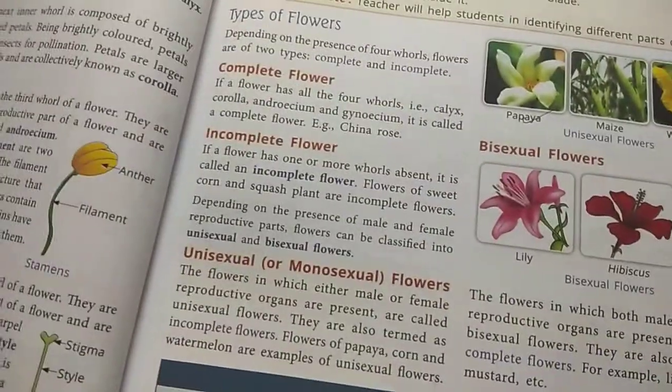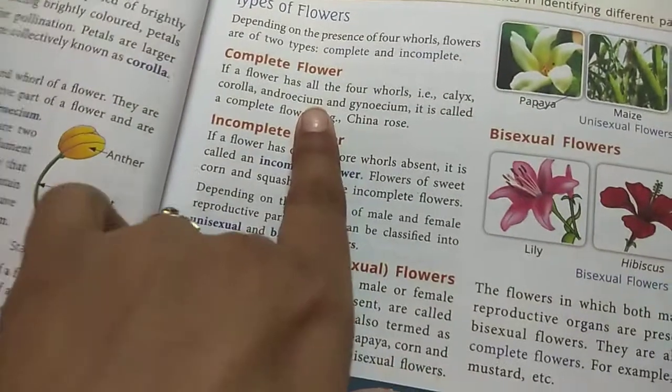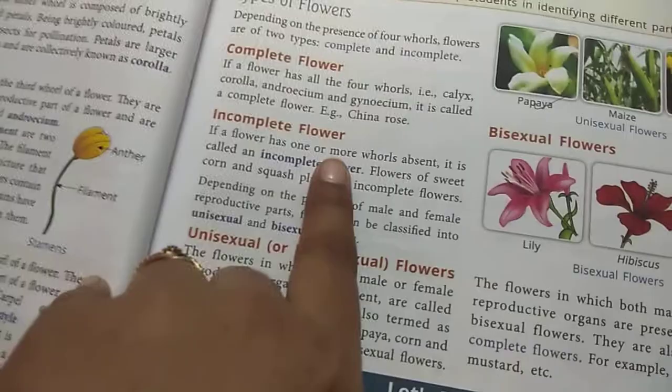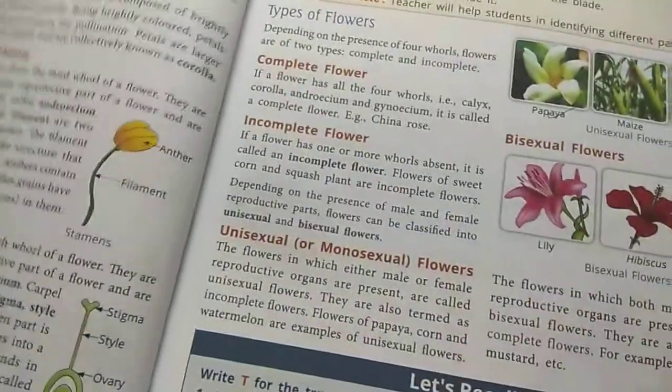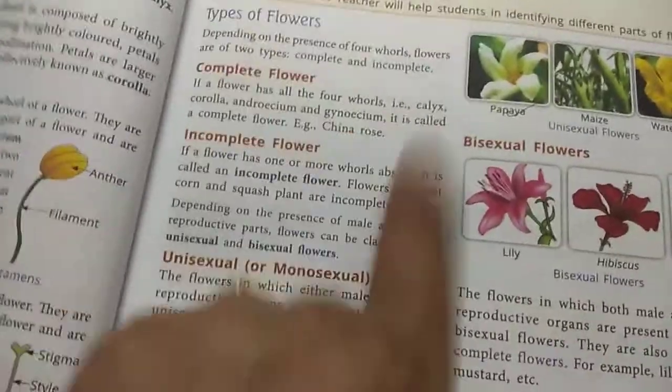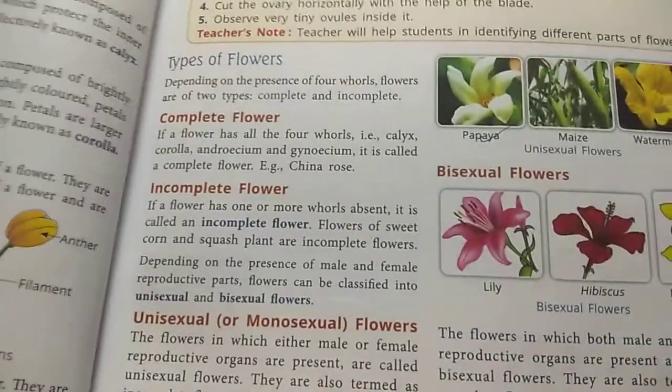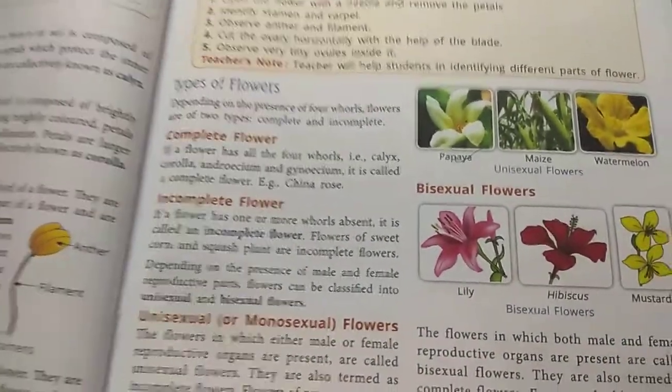So if we try to understand this, then a complete flower will be a bisexual flower and an incomplete flower will be a unisexual flower. Like this, the types of flowers are there. Now on the basis of these types of flowers, we will try to understand the process of pollination. What is the process of pollination?